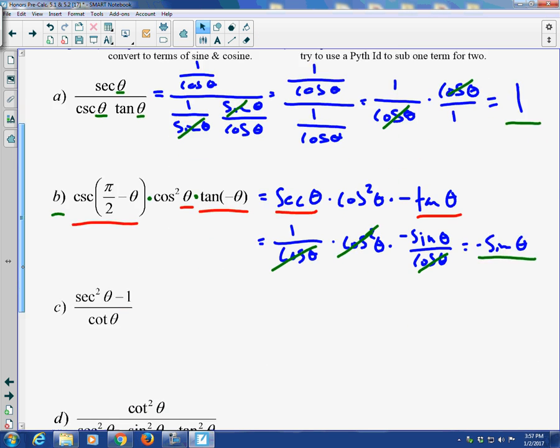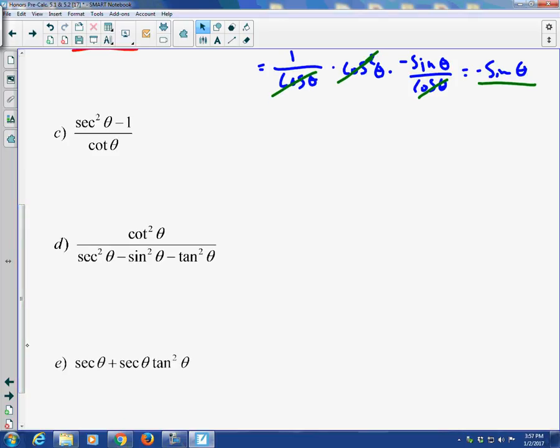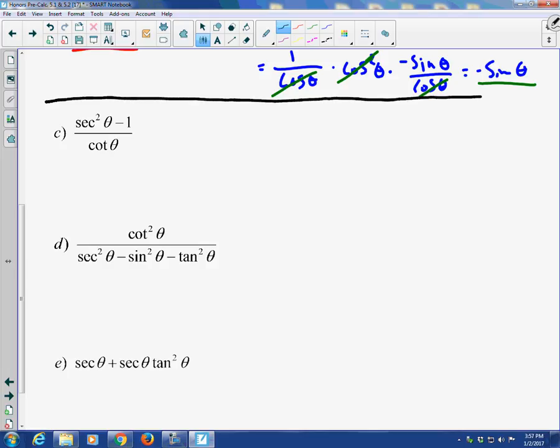Okay, so in C, D, and E, we are seeing addition and subtraction in our expressions. And so right here, what we're going to want to do is, of course, use a Pythagorean identity to substitute one term for two terms, so we're back to that case where everything's in terms of multiplication and division. So right here, I'm going to do C, and then I'm going to let you guys try D and E on your own. Right here with C, immediately we've got secant squared theta minus 1 over cotan theta.